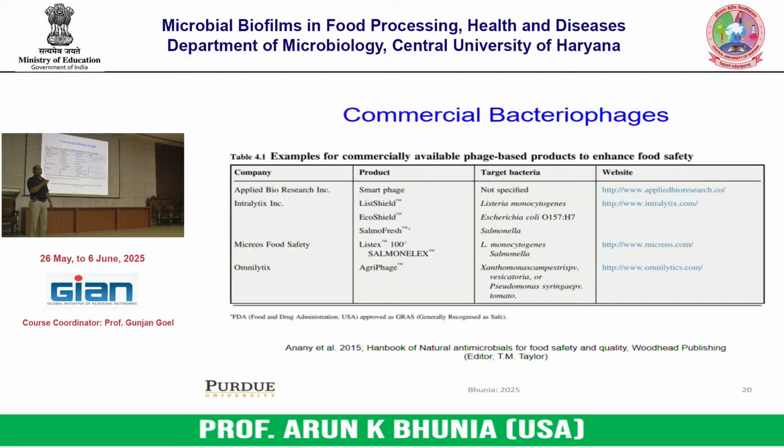So this table, again, you may not be able to read it. The slides you're going to get. What it is saying actually is, what are those bacteriophages now approved or you can commercially buy? These are some of the companies marketing it. These are the products. Again, you find Listeria, E. coli, Salmonella. These are the different bacteriophages they are using. These are the target organisms. And this is the website. If you are interested, you can Google it, you can find that. So these are some of those commercially available bacteriophages they are trying to market.